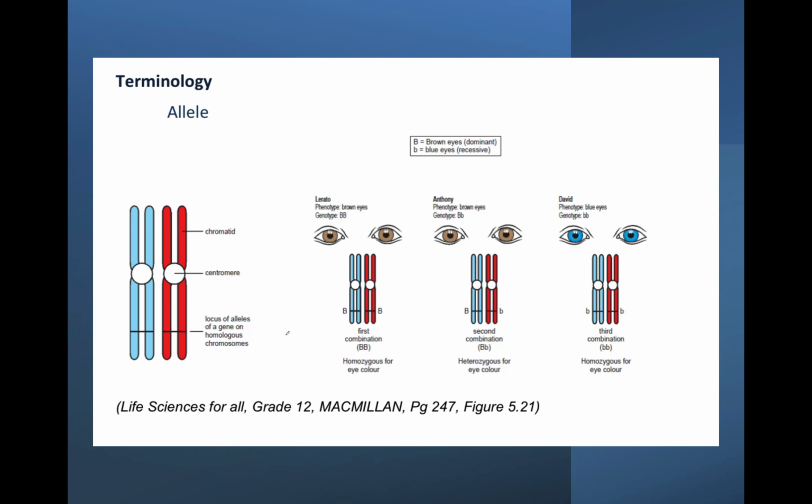Okay, now let's take a look at how this all fits in. Now, terminology is very important, learners. Once you understand the terminology, everything becomes much clearer. If we look at this slide, we will notice that we see genotype as being capital B, and phenotype reads brown eyes. Now, what is a phenotype and what is a genotype?